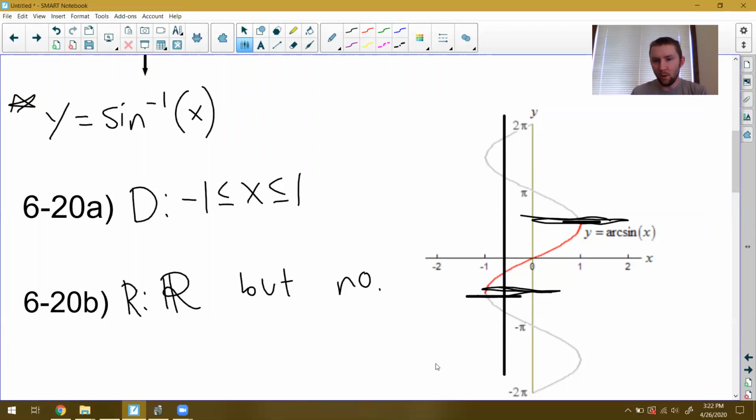Well, if you notice on this graph where I've cut it off, look at my y-axis. Notice it's going 0, pi, 2 pi, negative pi, right? If I restrict it here, this right here is halfway from 0 to negative pi. So that is negative pi over 2.